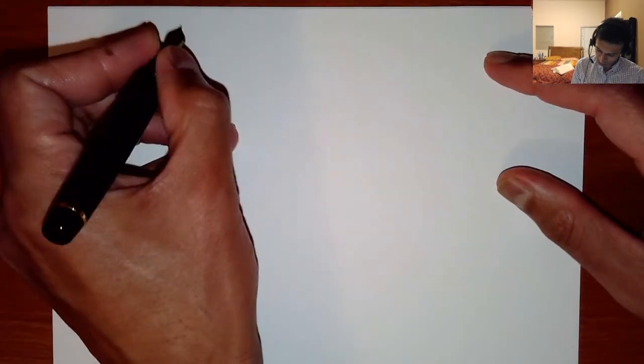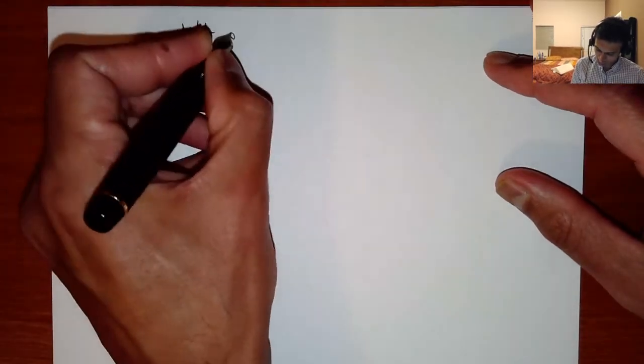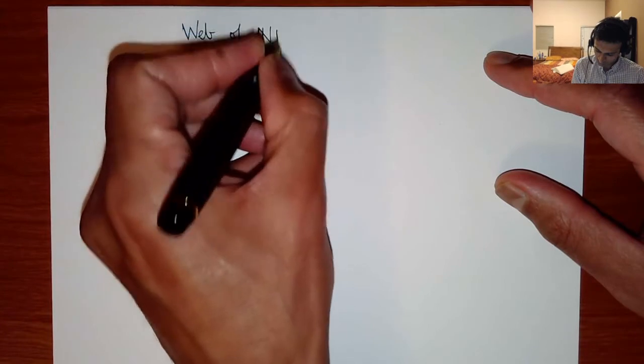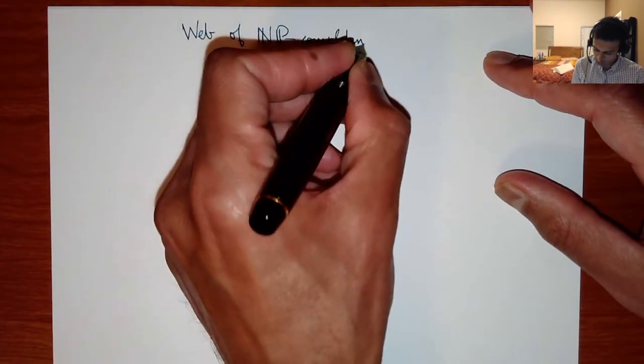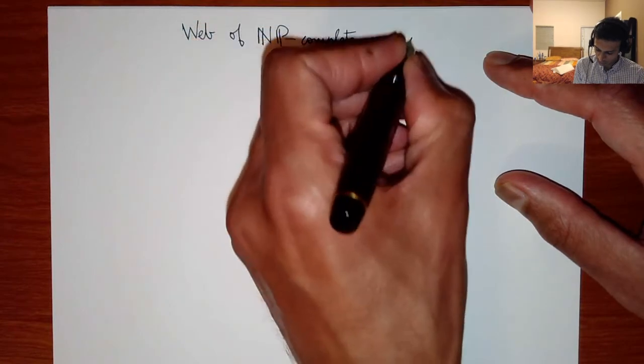And so today, what we're going to do is we're going to study what I'll call the web of NP-completeness reductions.